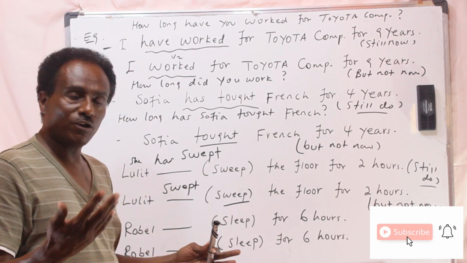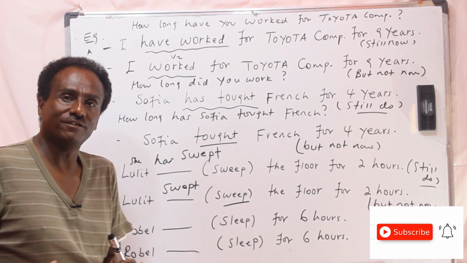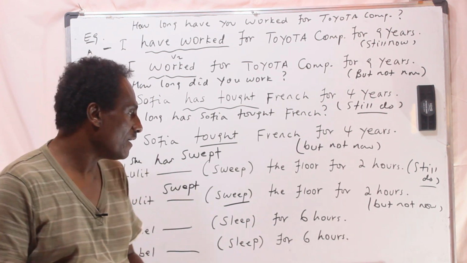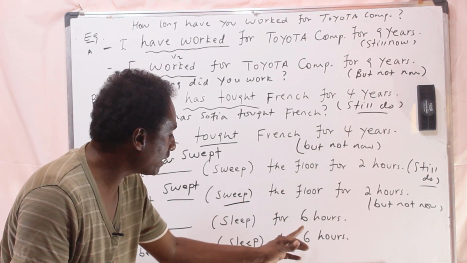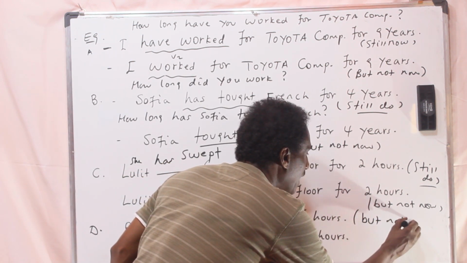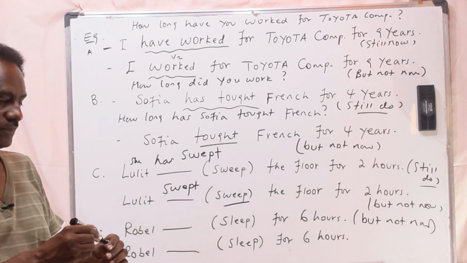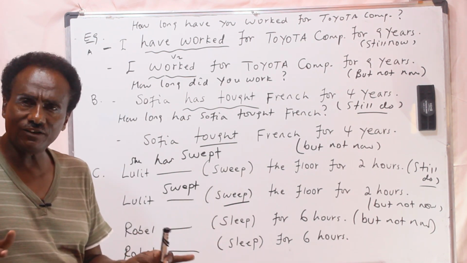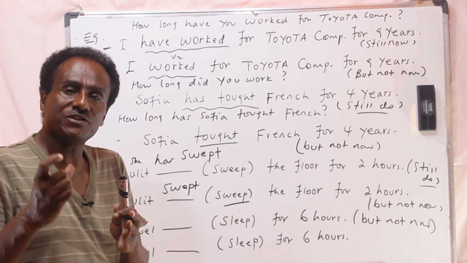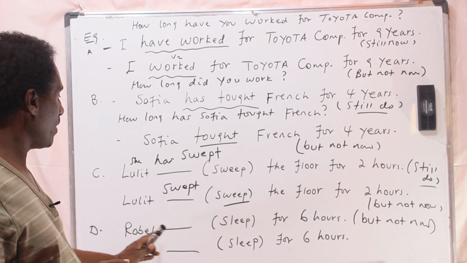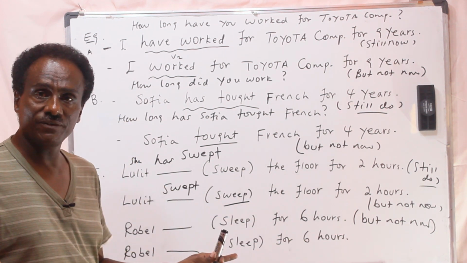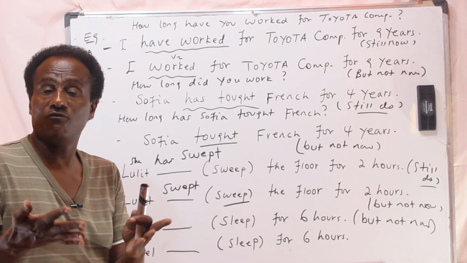Okay, you have one final. Robert sleeps for 6 hours. But not now. He was in a deep sleep. For how long? 6 hours. Robel slept for 6 hours, but not now. If you go to his bed, you don't find Robel sleeping.